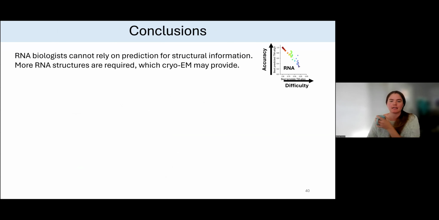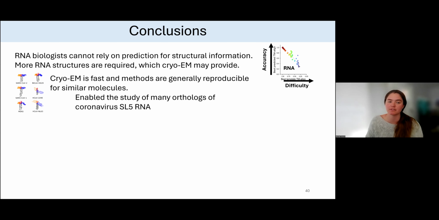So what have I gone through today? Well, just to introduce the importance of RNA biology, we cannot rely on the predictions of computational methods for structural information, and we really require more RNA structures, and we believe cryo-EM may be the place to look for that.